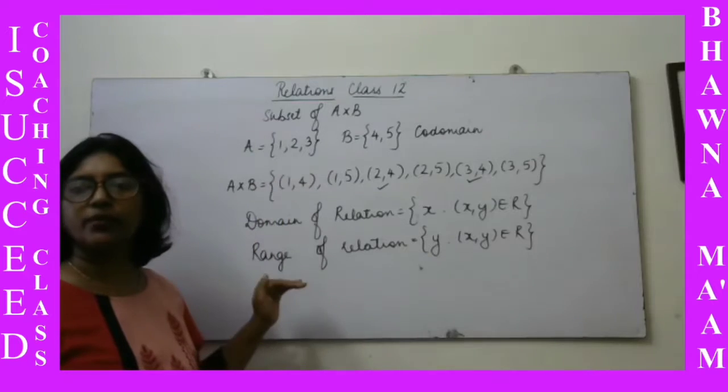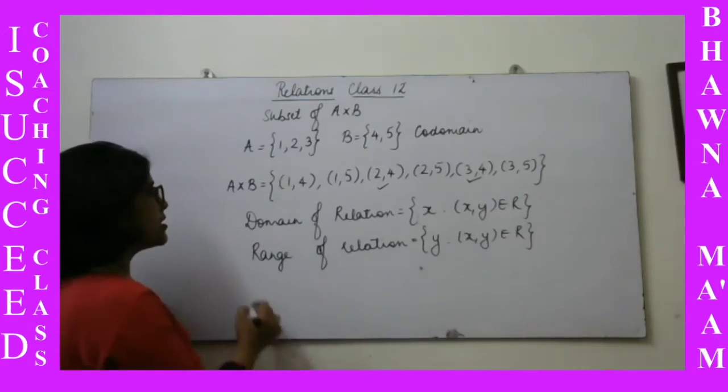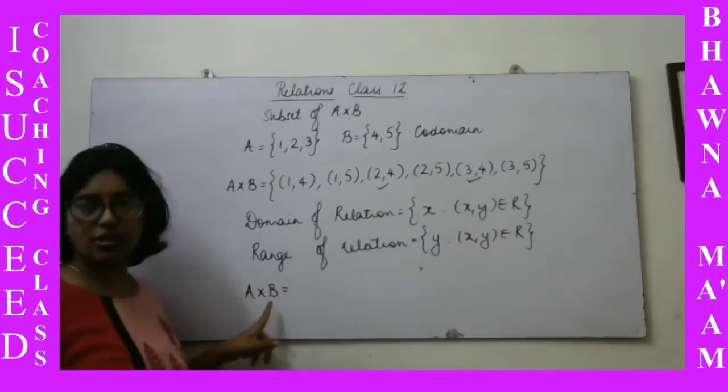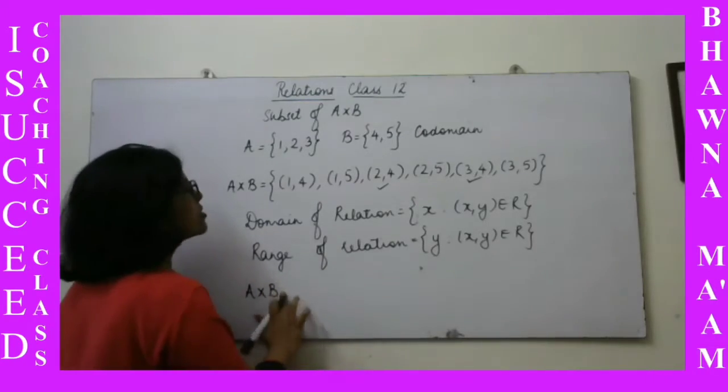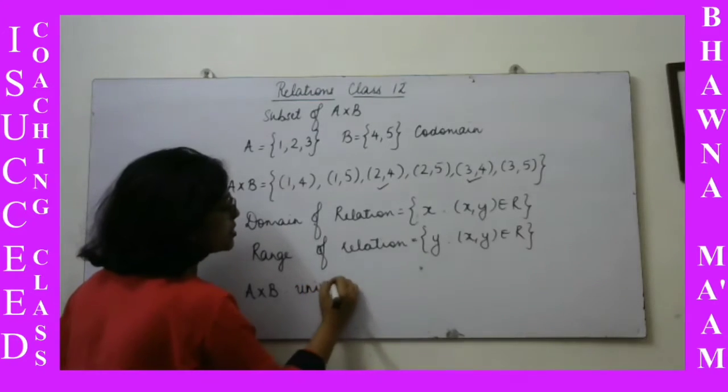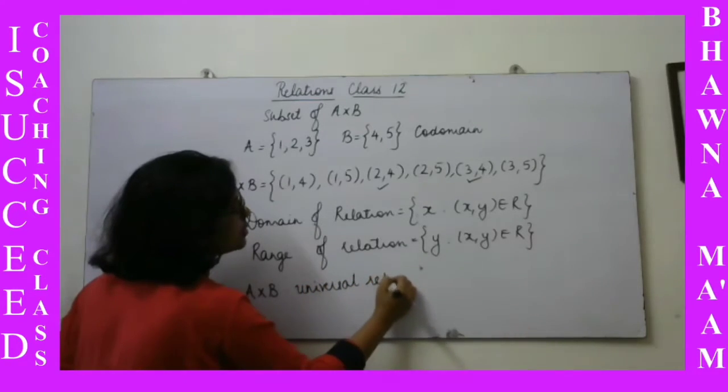This is what we mean by relation. And as we said, there is one more relation, the last one which we will write always is A cross B. And this is because it is the whole set. It is known as universal, the largest one, universal relation.